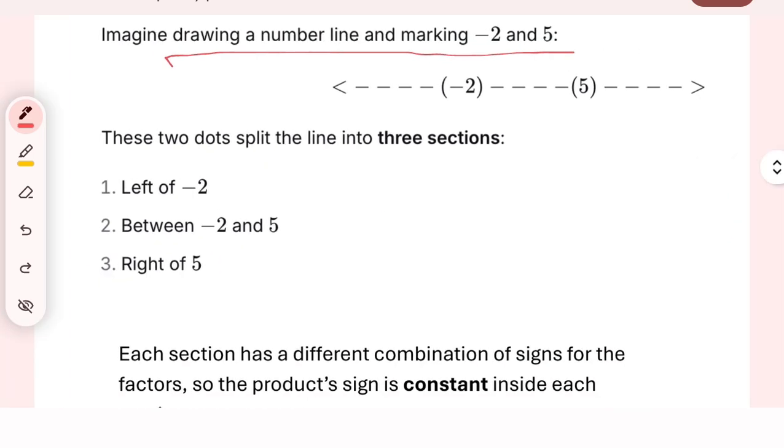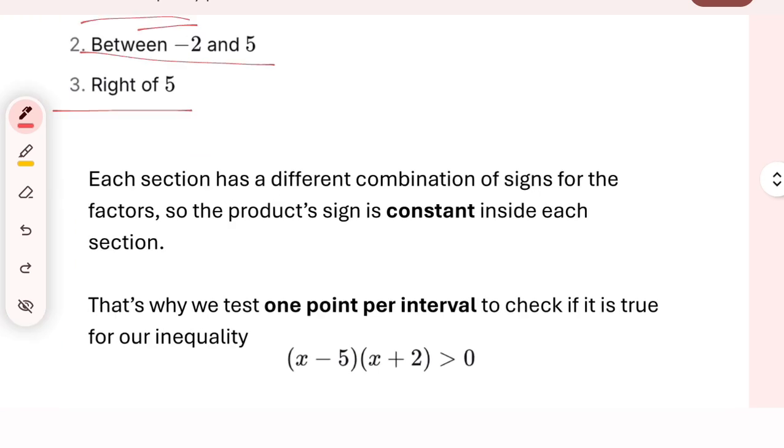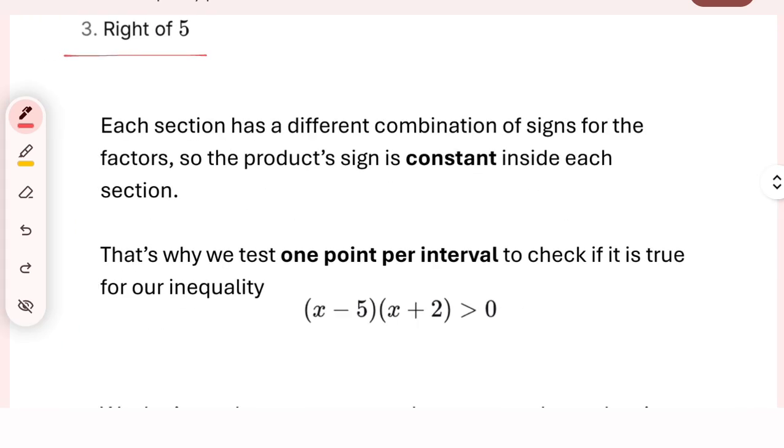As you can see, it's from negative infinity to negative 2, then between negative 2 and 5, and then 5 to infinity. Each section has a different combination of signs for the factors. So the factor sign is constant inside each section. After realizing that we have three intervals, what we will do now is test 1 point per interval to check if it is true or not.